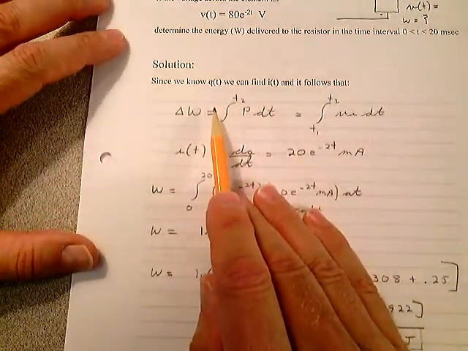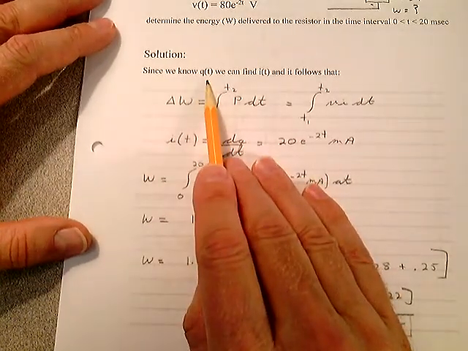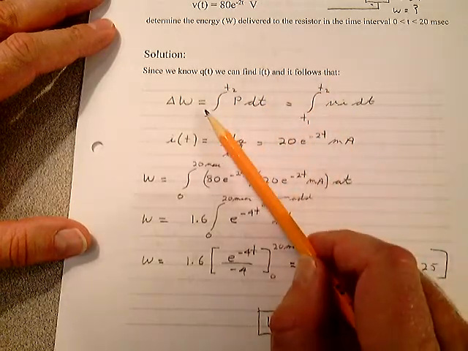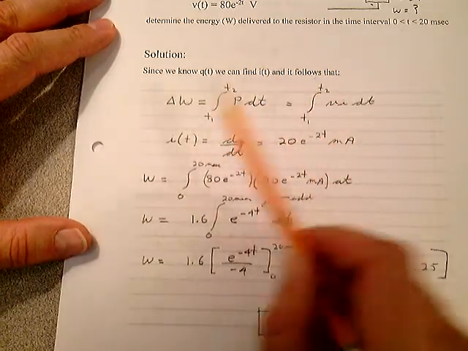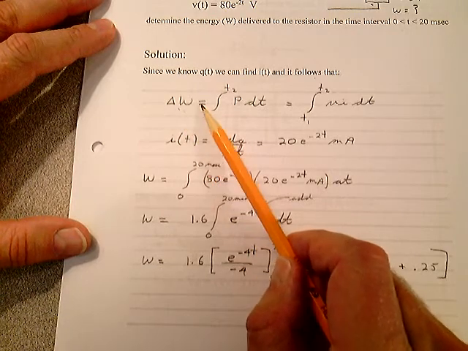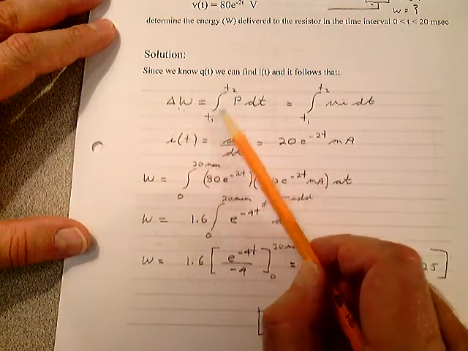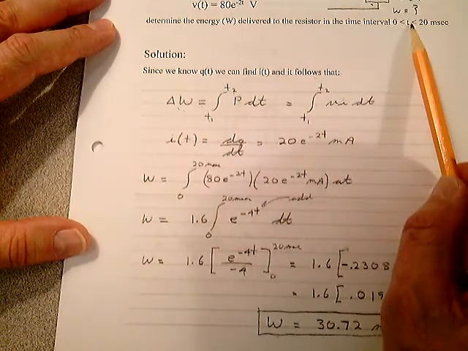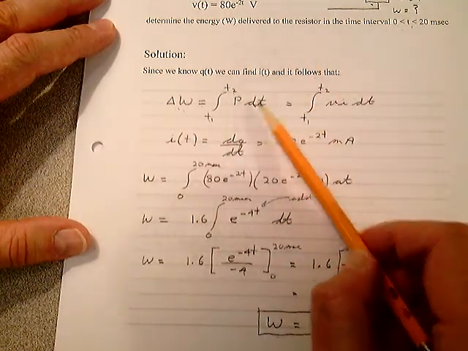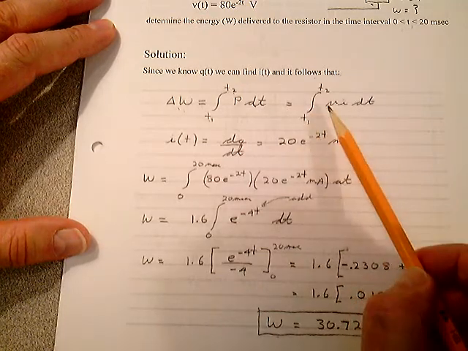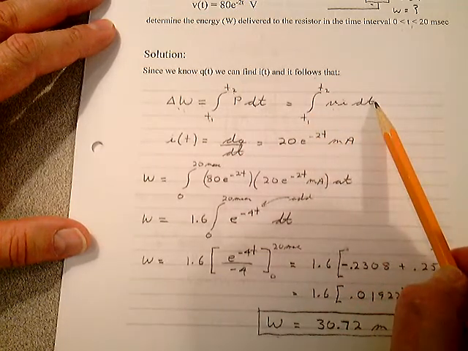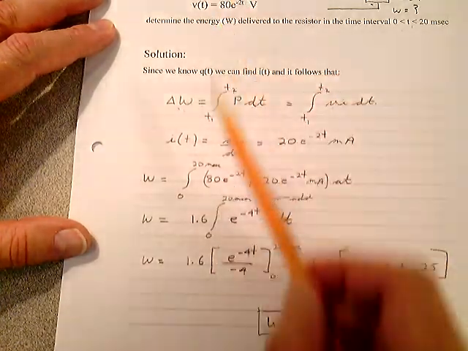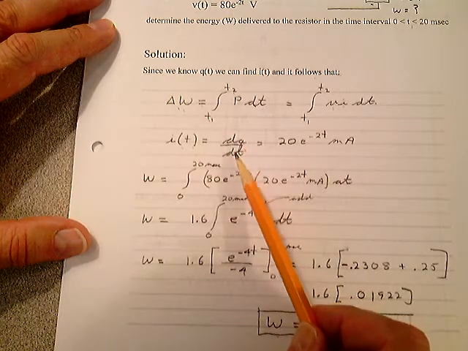Here's your solution. Since we already know q of t, we can find i of t, and it follows that the change in work that we're looking for is equal to, with the time limits, 0 here and 20 milliseconds up here, that's your limits, the integral of p dt, which is equal to the integral between the limits of V times I dt. You already know V, you just have to find I, and we can find I from q of t, because we know I is equal to the derivative of q with respect to time.